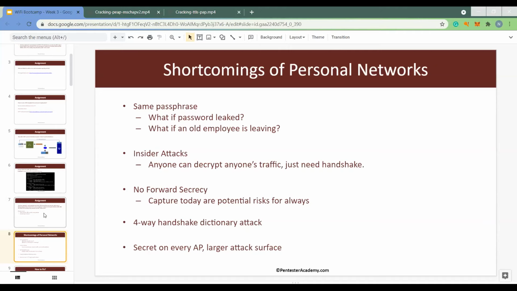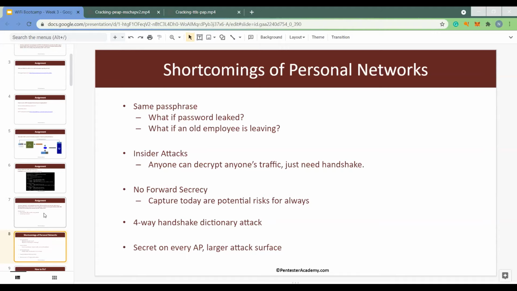Second one is insider attack. So any legitimate user, because he has access to the password or the passphrase, which is the same for every user, he can make sure that when a client is connecting to the access point, he can capture the handshake. Once he has the handshake and the passphrase, he can then decrypt any other party's traffic if that party is also connected to the same SSID, right? So it's a malicious insider attack. One of your guys is actually trying to spy on other people, so he will be able to do this.